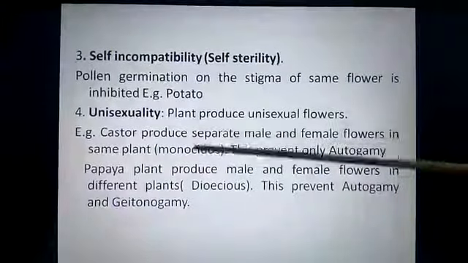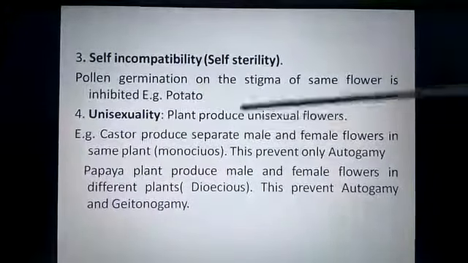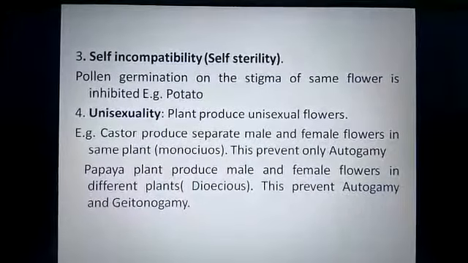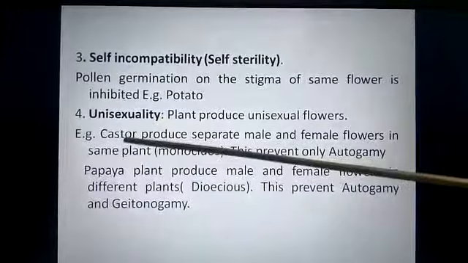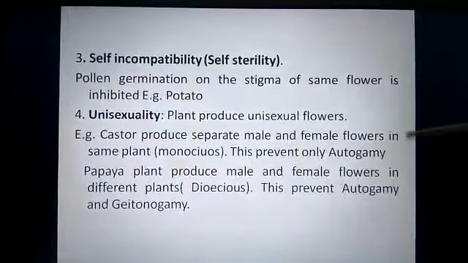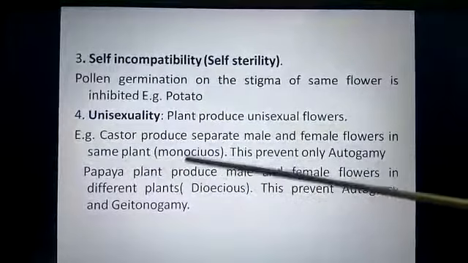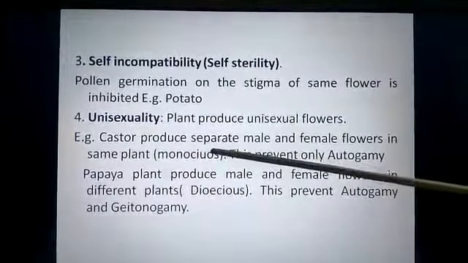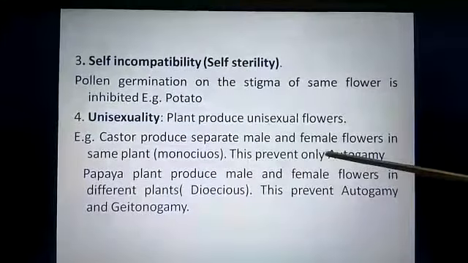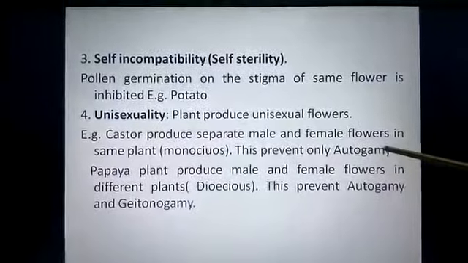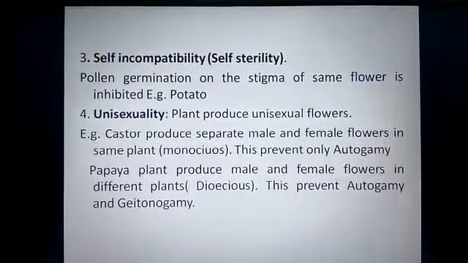The fourth one is unisexuality. In unisexuality, plants produce unisexual flowers. Let's take an example. Castor plant produces separate male and female flowers in the same plant. Those plants we call monoecious. So the separation of male and female flowers in the same plant will prevent the autogamy type of self-pollination.